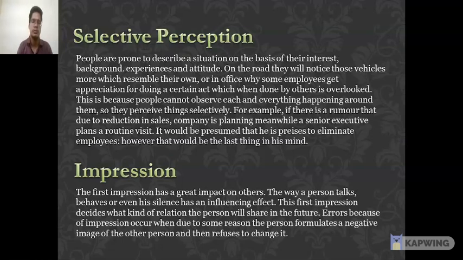Selective perception. People are prone to describe a situation on the basis of their interest, background, experiences, and attitude. On the road, they will notice those vehicles more that resemble their own, or in an office, some employees get appreciation for doing a certain act which, when done by others, is overlooked. This is because people cannot observe each and everything happening around them, so they perceive things selectively.